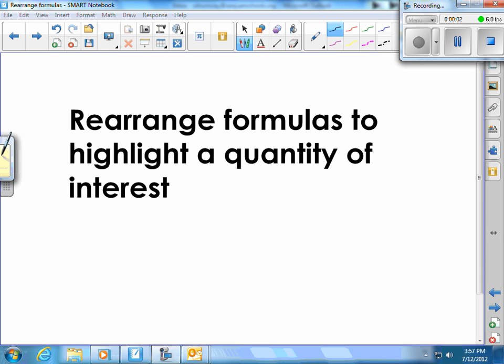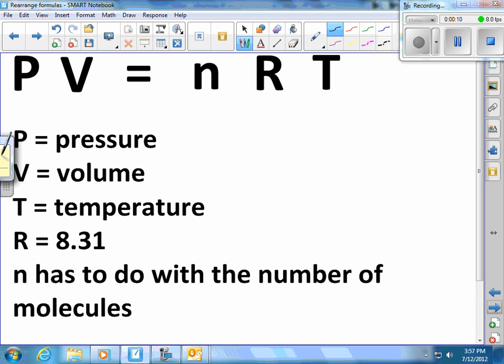This video clip will explain how to rearrange formulas to highlight a quantity of interest. For example, PV = nRT is an equation that is used in physics and chemistry. P is pressure, V is volume, the size of a gas, like in a balloon. T is temperature, R is 8.31, n has to do with the number of molecules. So pressure times the volume equals the number of molecules times the temperature, more or less.